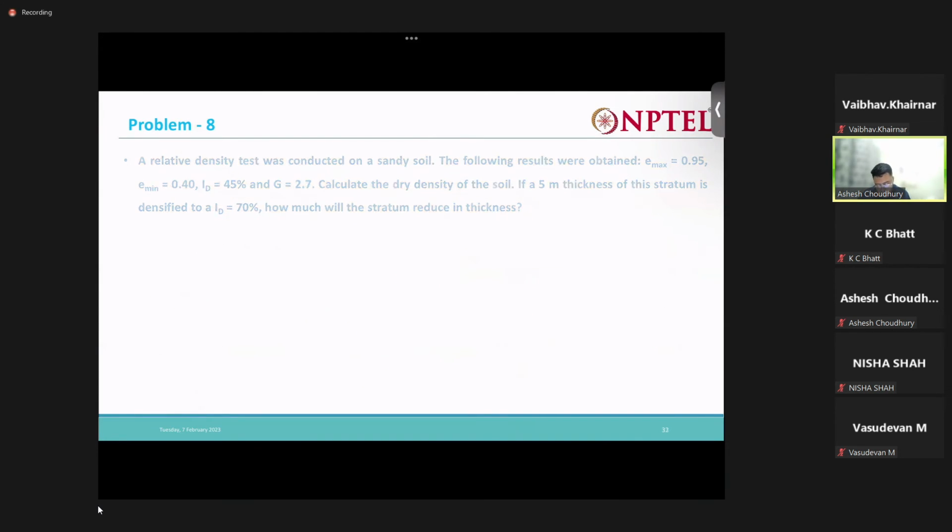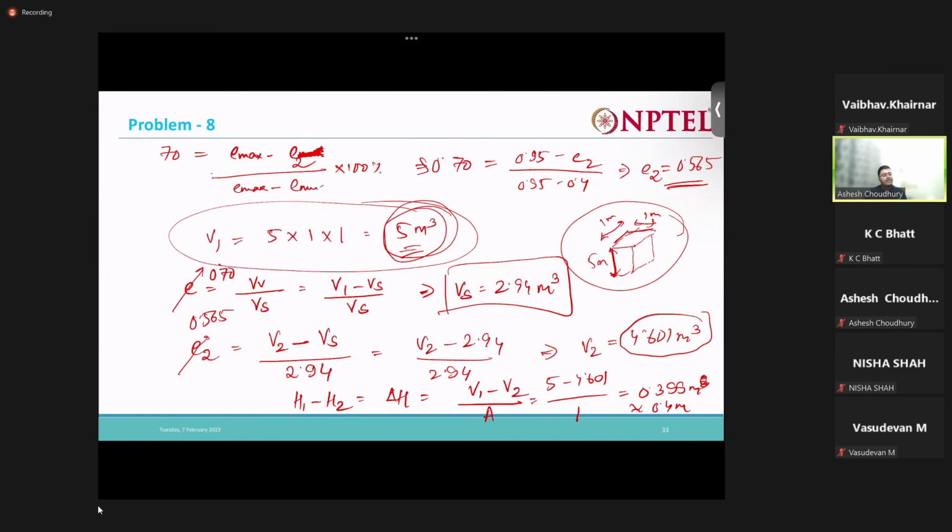We need to find this out. Again we determine the void ratio, similar to the first case. Then we consider that the soil has a unit cross sectional area, so the initial volume of the soil is 5 meter cube. Now you know the void ratio of the soil, so from the void ratio you can find the volume of soil solids in this 5 meter cube. In this 5 meter cube, 2.94 meter cube is occupied by the soil solids.